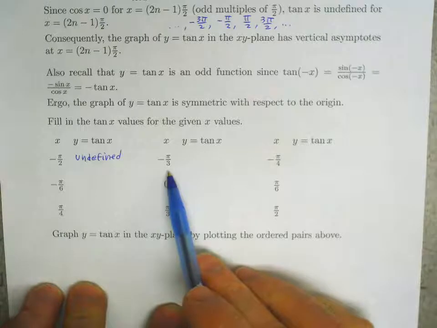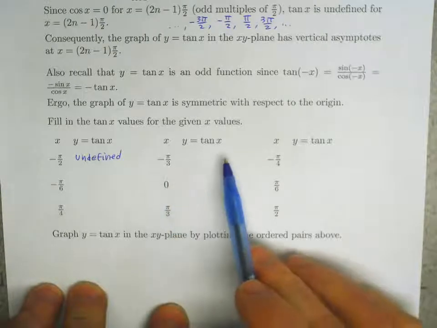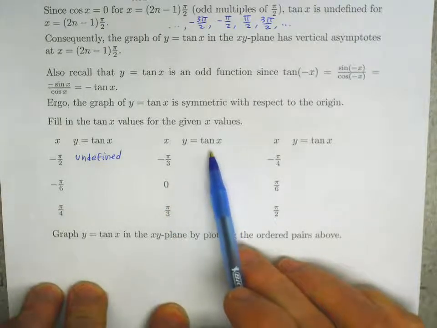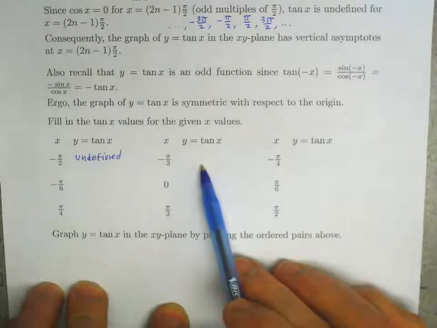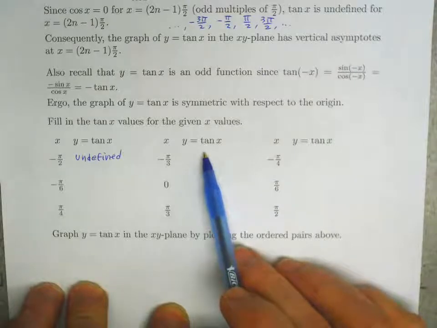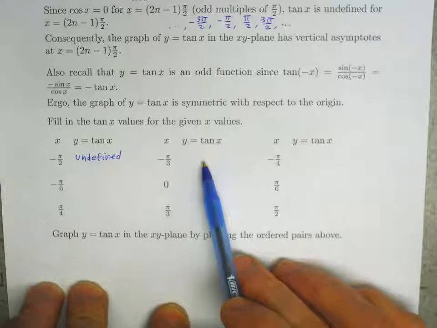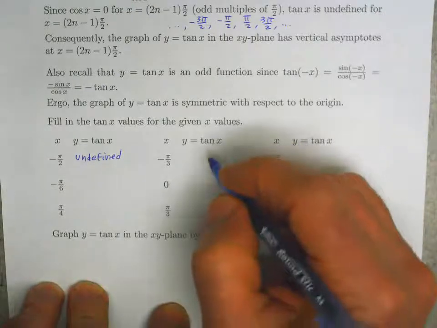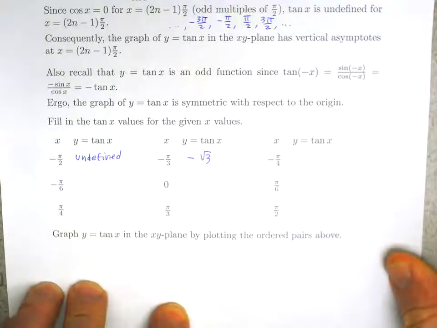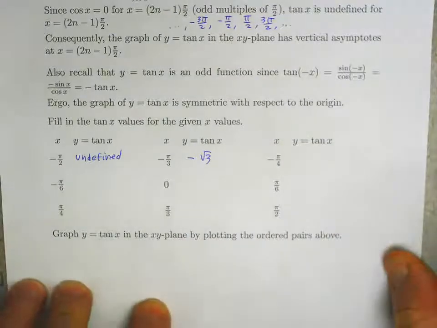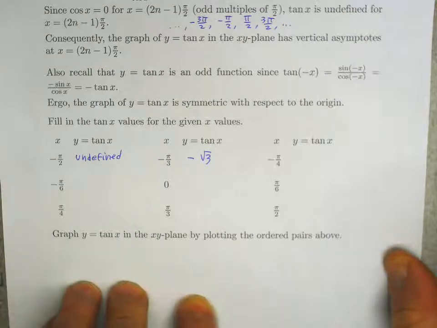Tangent of negative pi over 3, well, that's sine of negative pi over 3 divided by cosine of negative pi over 3. And so that's negative square root of 3 over 2 divided by 1/2. So we get negative square root of 3. Tangent of negative pi over 3 is negative square root of 3.